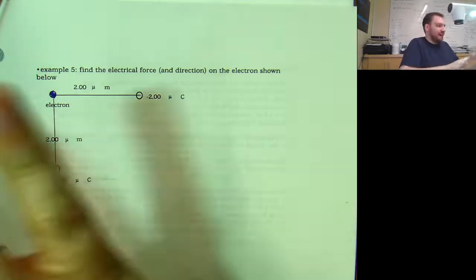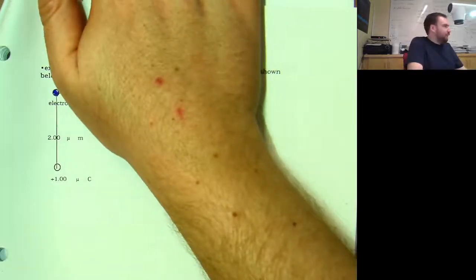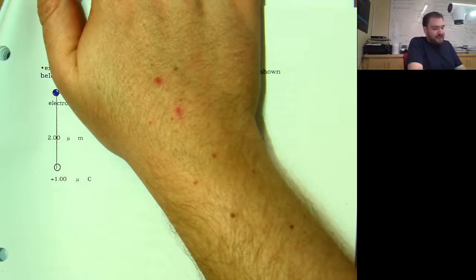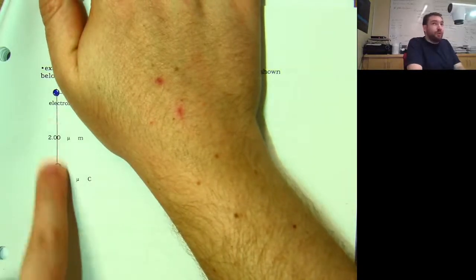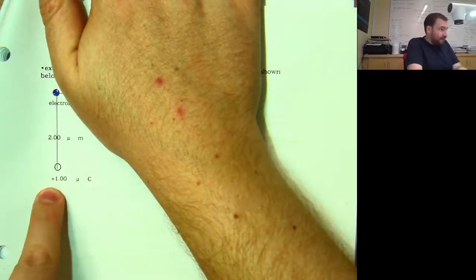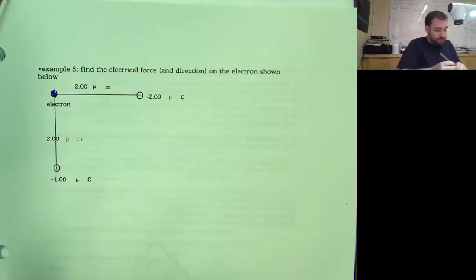Okay, cool. So slow down. Clearly, we have to slow down. Electrons have what charge? Negative. This one's positive. So which direction is the force from this guy? It's downwards.